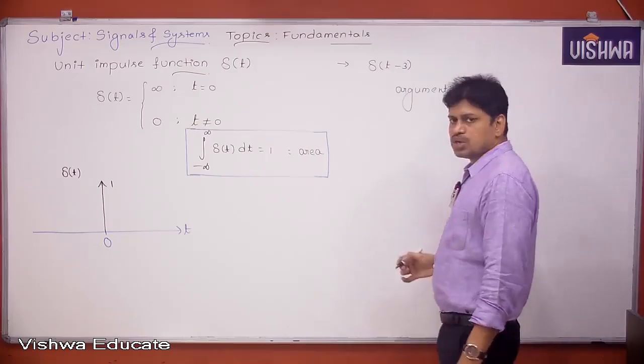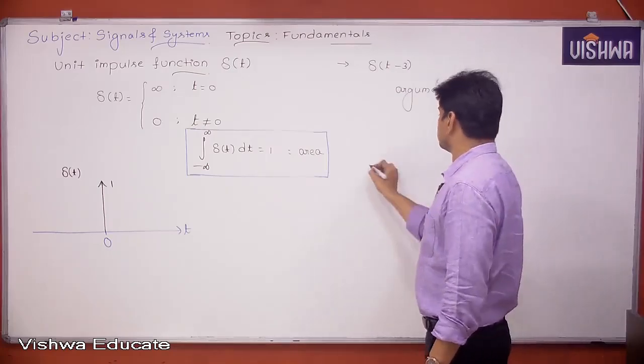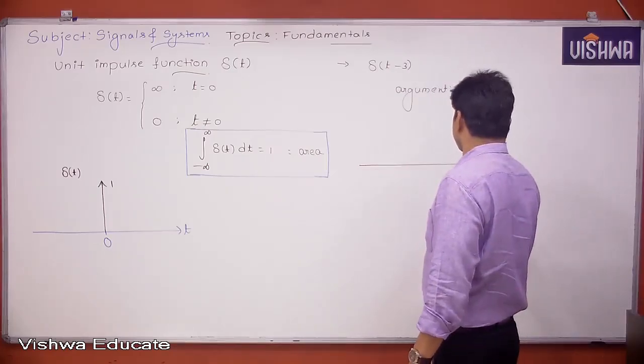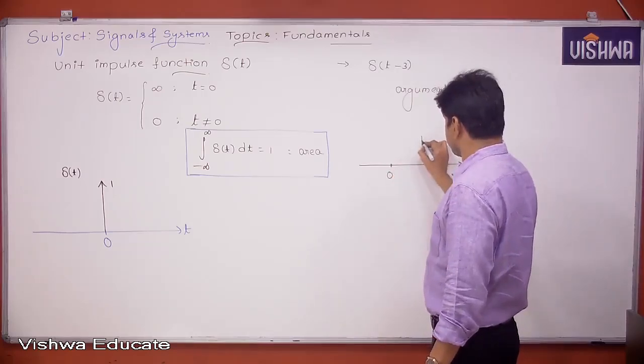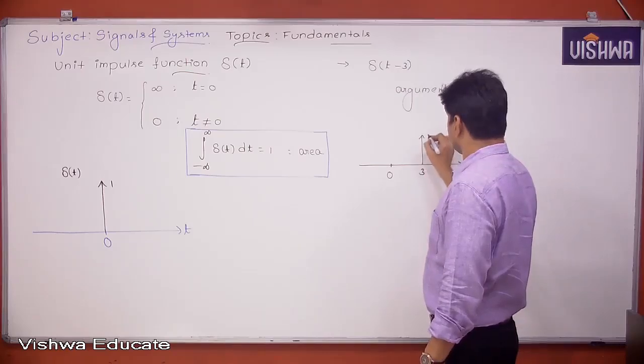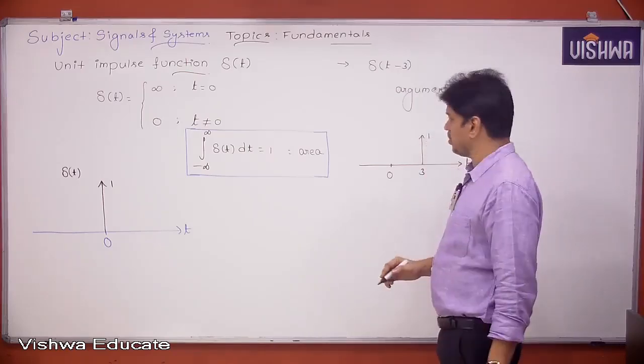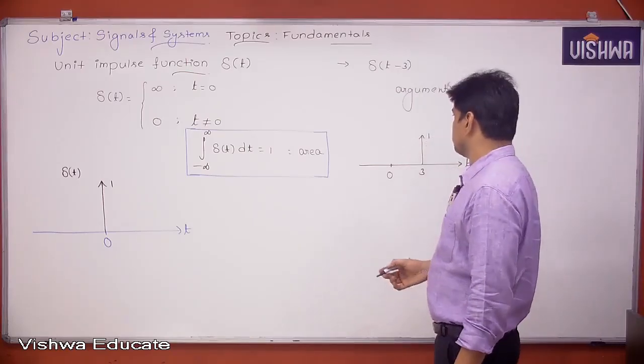So if I want to draw this delta t minus 3, it looks like this. At 0 it is not existing. It is existing at 3, an impulse function with area 1. So this is nothing but delta t minus 3.